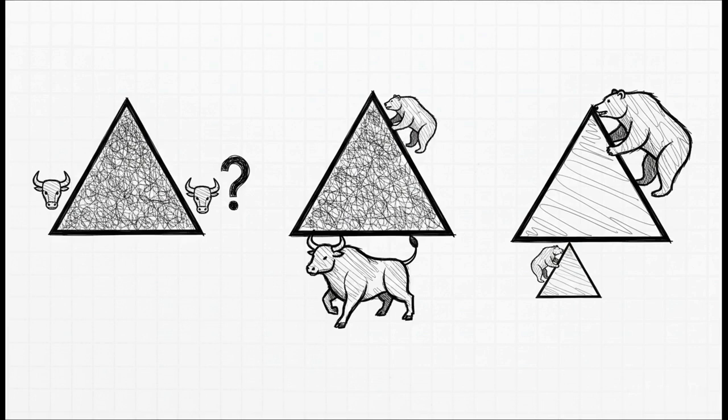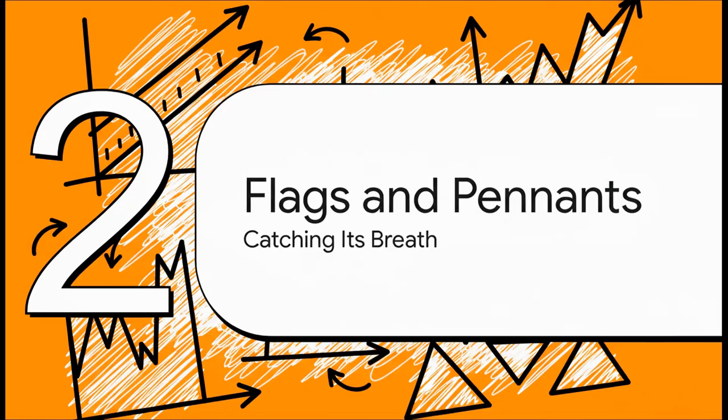They keep pushing the price up against that flat ceiling over and over. That's a bullish sign. And of course, the exact opposite is true for a descending triangle, where sellers are pushing down against a flat floor. That's a bearish signal.